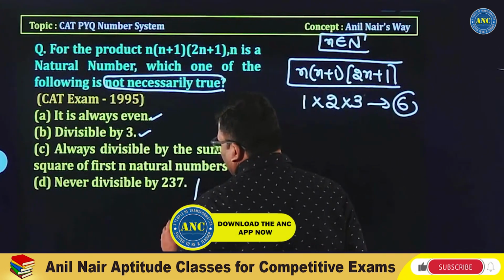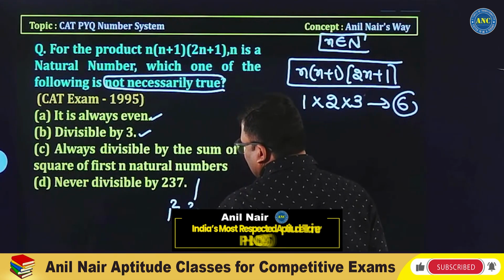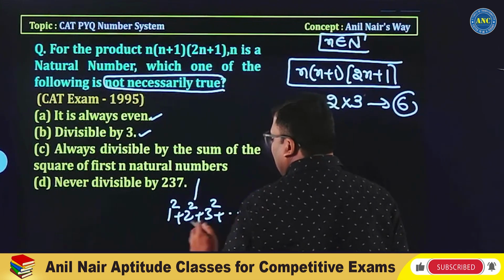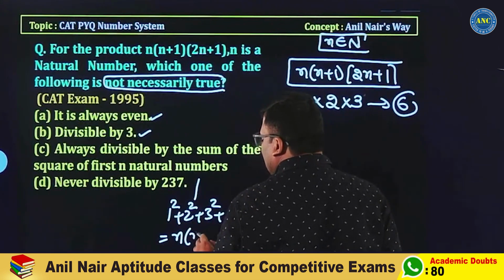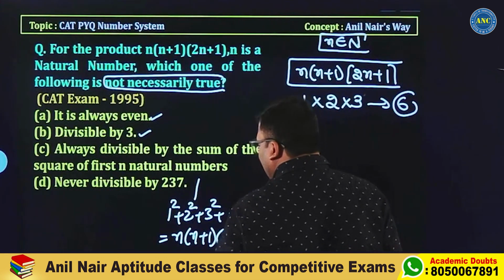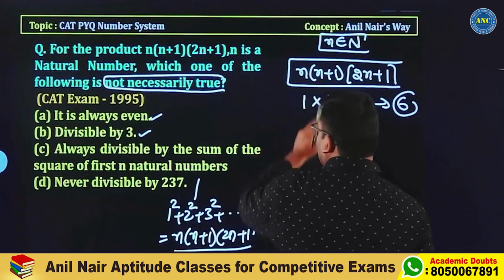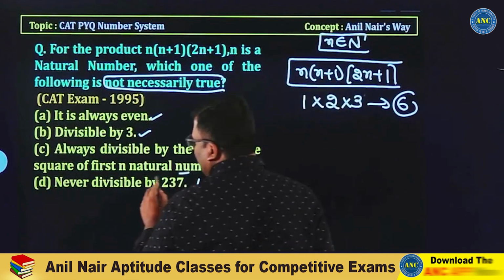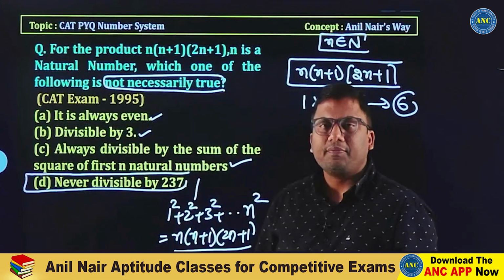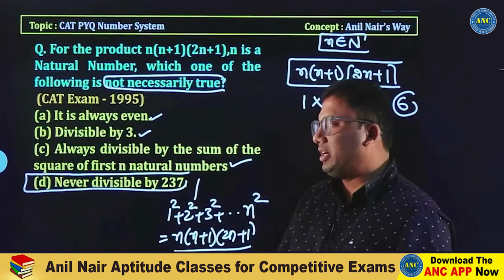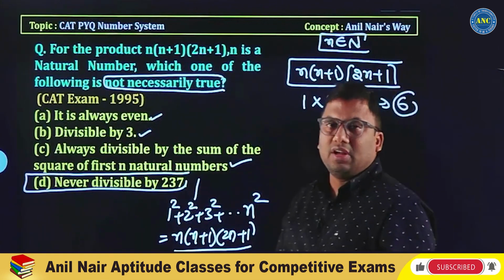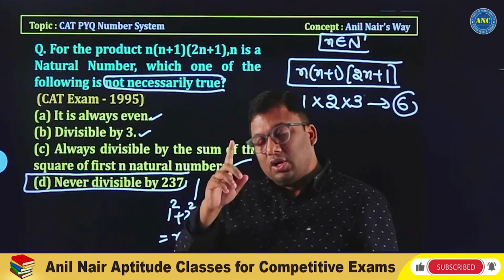Sum of the squares of the first n natural numbers is given by 1 square plus 2 square plus 3 square and so on up to n square, which is n into n plus 1 into 2n plus 1 divided by 6. Is this divisible by this one? Yes. So, the answer for this question is never divisible by 237. n into n plus 1 into 2n plus 1.